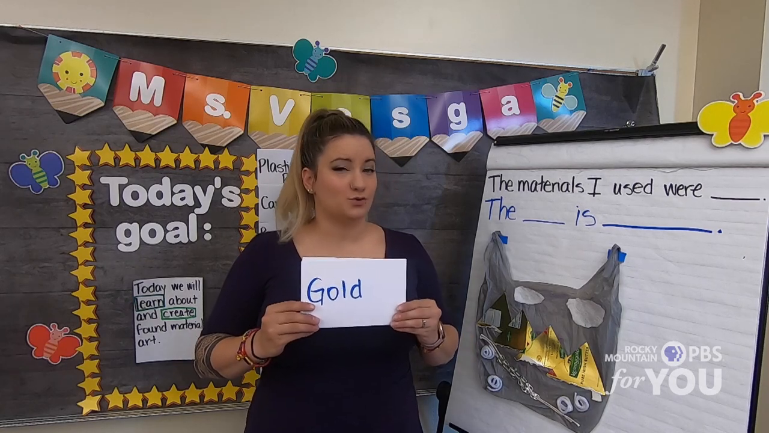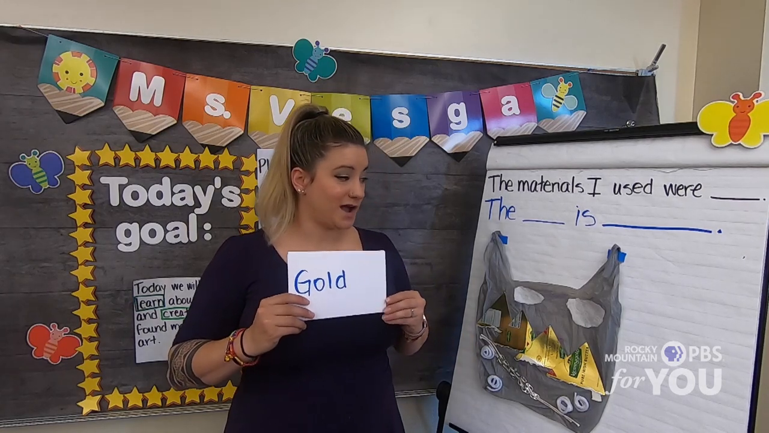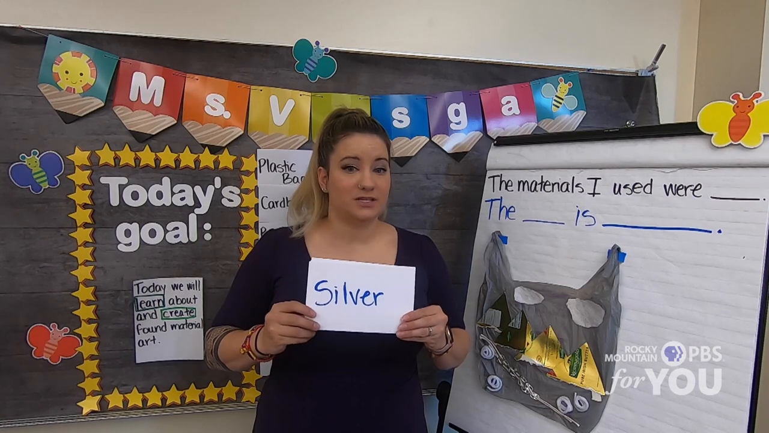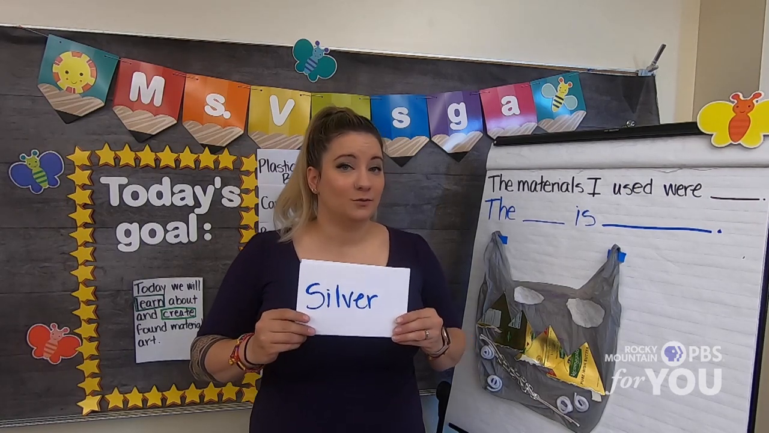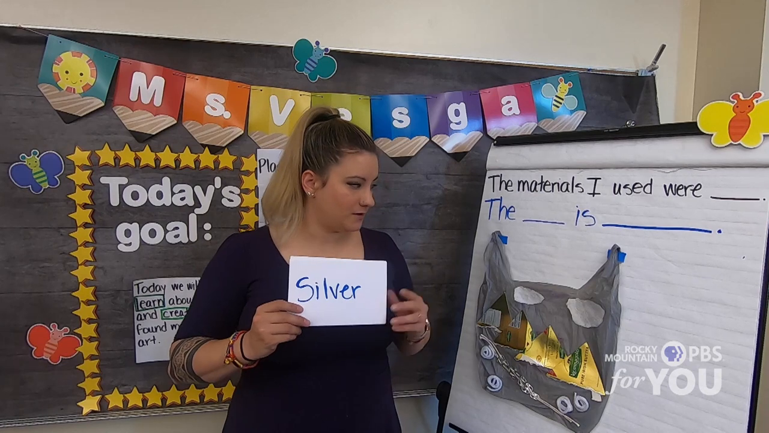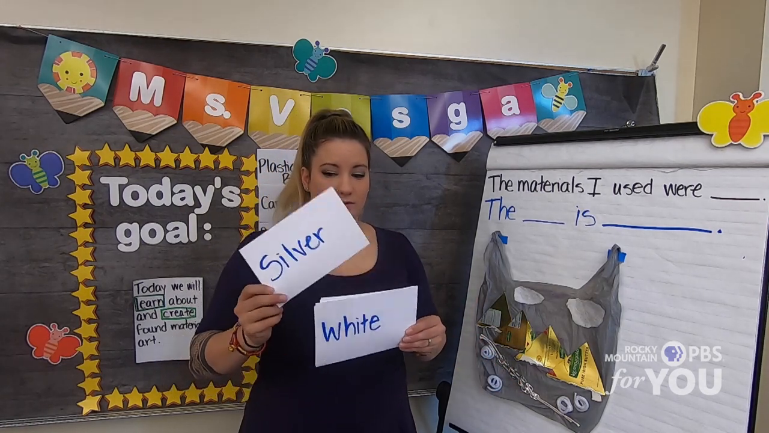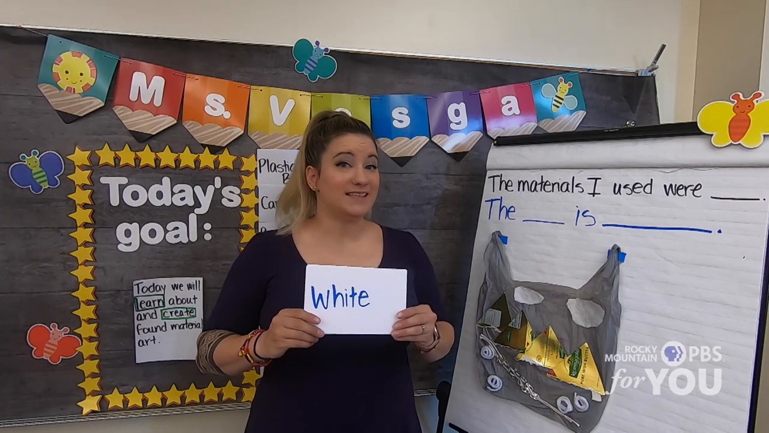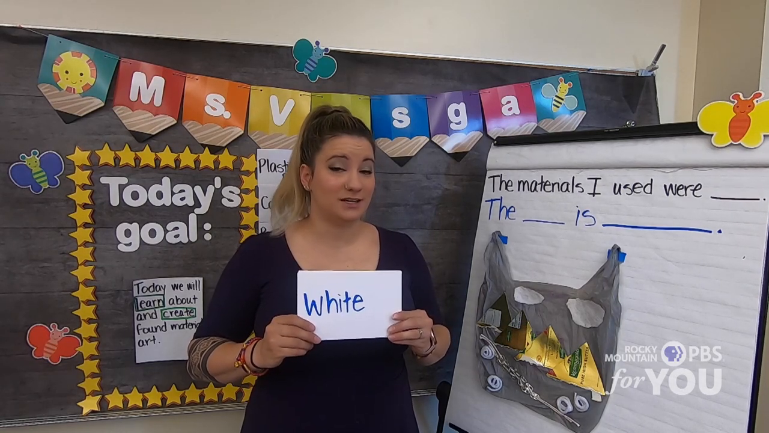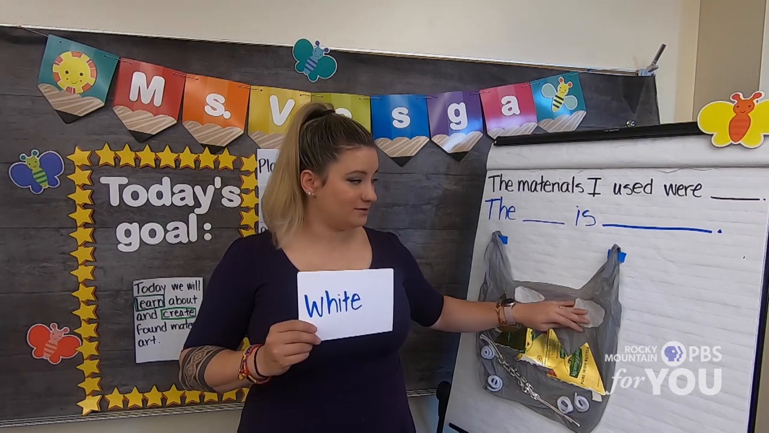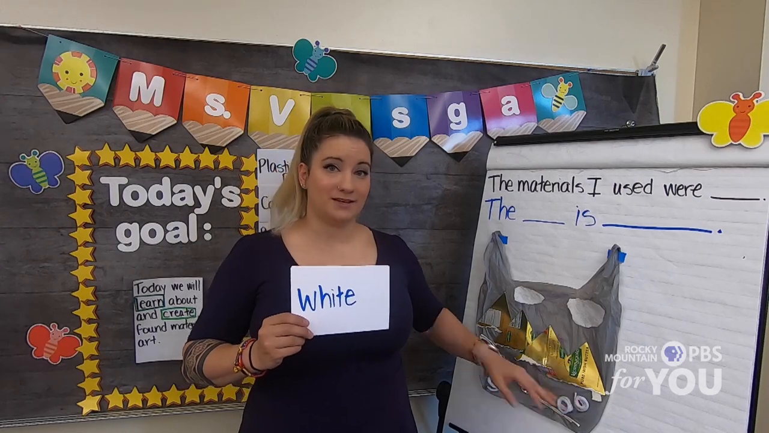Some materials were gold. Which one was gold? I think it's the mountains. The cardboard we used was gold. Some material was silver. Which one was silver? I know, the soda tabs were silver. Some material was white. I can think of two. Can you see the white materials? That's right. The white materials were the paper towels and the pipe cleaners.